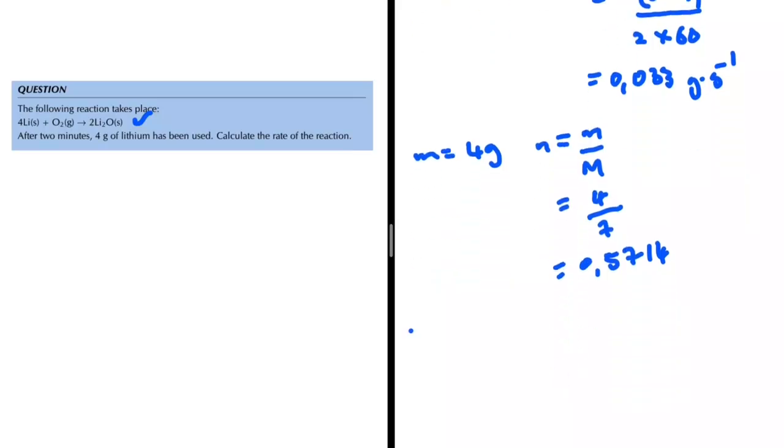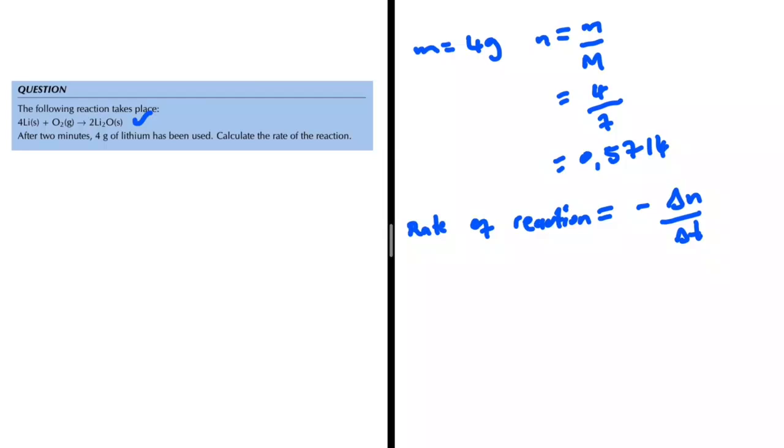So now we can go ahead and say that the rate of reaction will be equal to minus the change in the number of moles divided by the change in time. So the rate of reaction is going to be equal to minus the change in the number of moles, which is supposed to be minus 0.5714. Right. The time is still the same, 2 minutes. So we're going to have 2 multiplied by 60. So let me substitute that in my calculator.